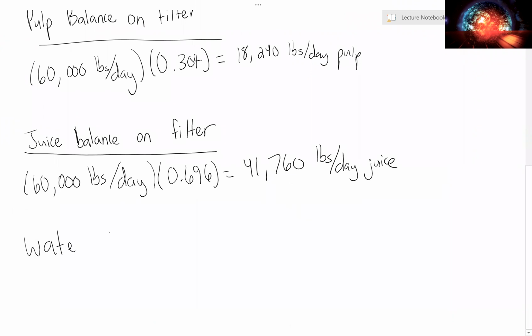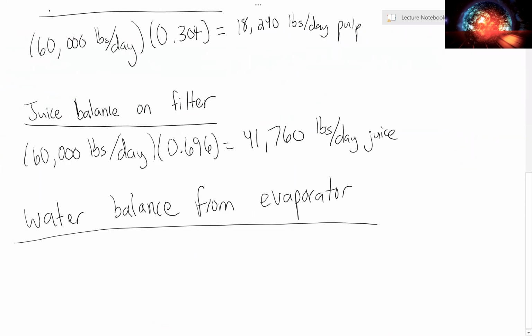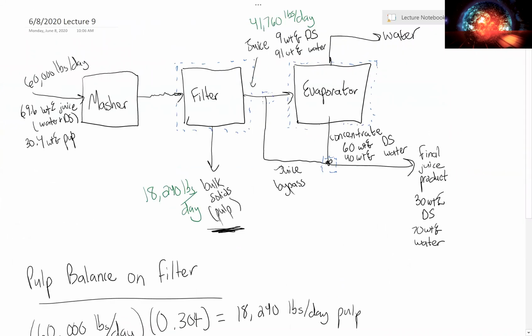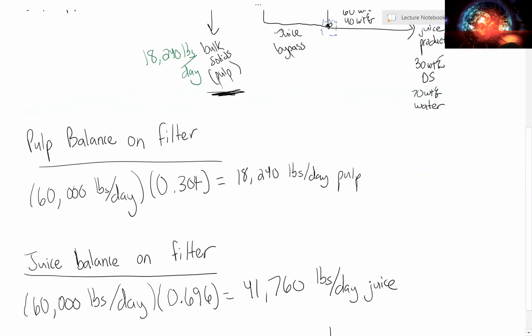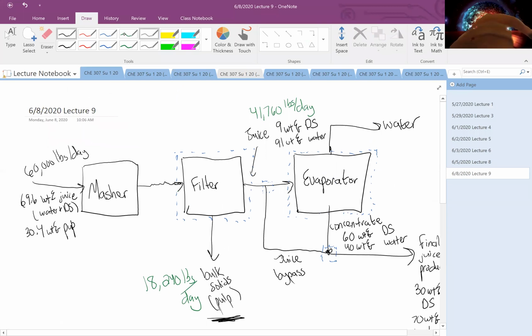So if we have water stream from the evaporator, or really a water balance on the evaporator, I should say, more accurate. I know going in I have 91 weight percent, and here I'm gonna do some labeling of streams. I like being colorful. This is M1. This is M2. This is M3. M4, M5, M6, M7, and it's important to do this as you go to stay organized, right?